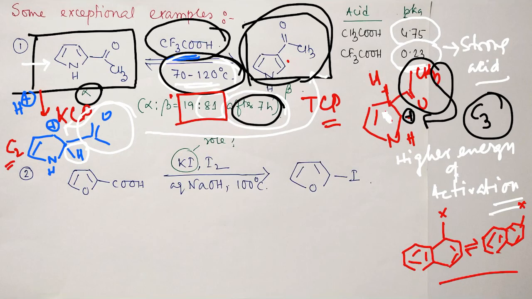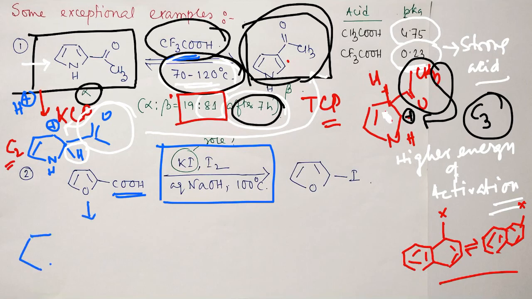Now let's discuss the second example. First of all, lots of chemistry in this example we will learn. Just look at the reaction medium, it is very important: aqueous NaOH, 100 degrees centigrade. And you are providing a carboxylic acid. So what will happen? First of all, it will undergo deprotonation, which means the carboxylic acid will be converted into the corresponding salt.